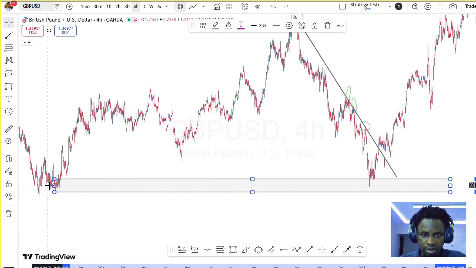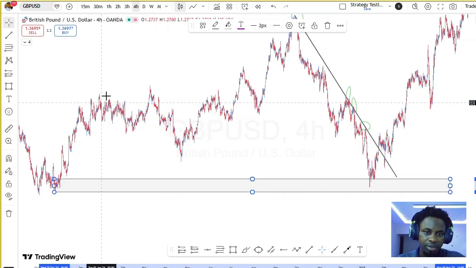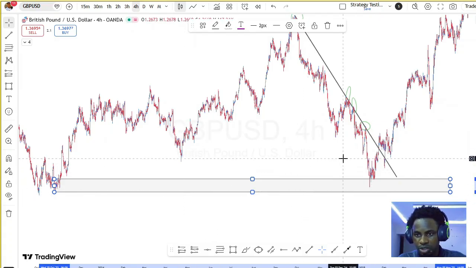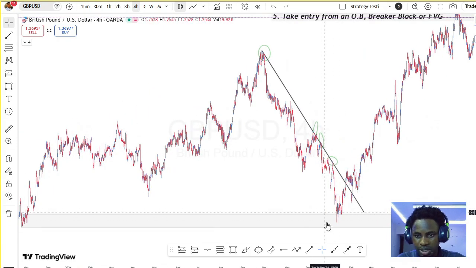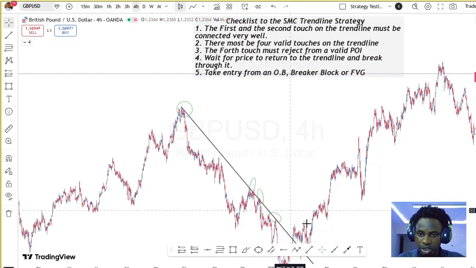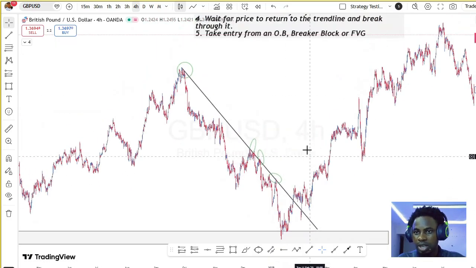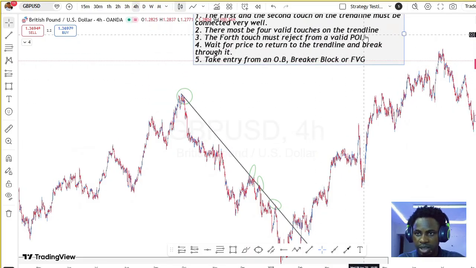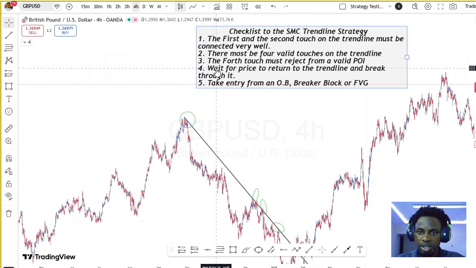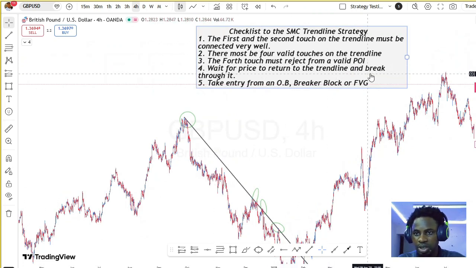So you can see we have a supply or demand area there, where buyers previously took off. Before price returned back there, we have something like an inducement here. So you can see price took off this inducement and tapped into that area. So this is very valid. So now we have our third point checked. So we have a valid fourth rejection on this trend line, actually rejected to a valid POI. So that's number 3 marked as a checkpoint. So now let's go to number 4: wait for price to return to the trend line and break through.